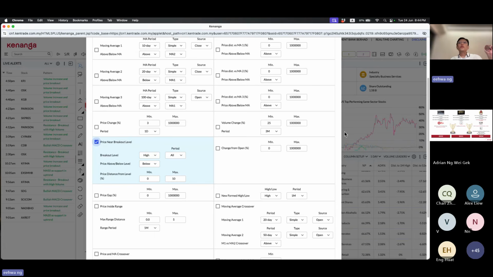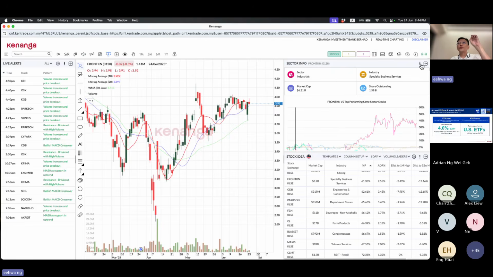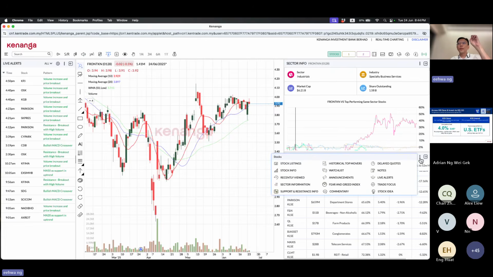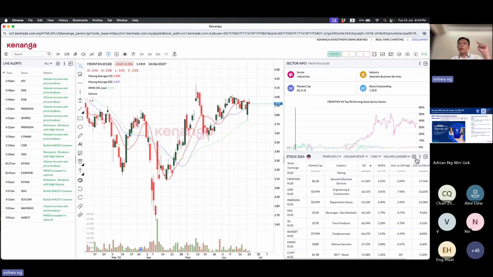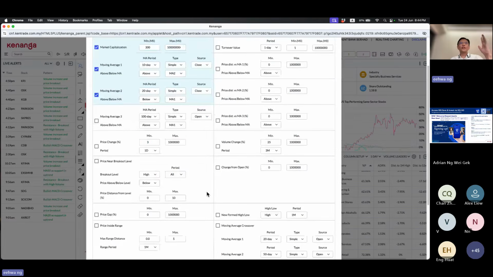Okay, so this stock scanner is inside the chart. It's already in the chart. Let me go one more time, guys. You just need to come to this little button over here, menu bar, and then click on stock idea. Okay, and then these are the rules that we are setting to find the stocks to trade. So I'm going to remove that.